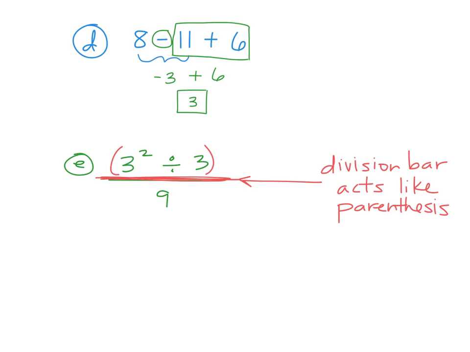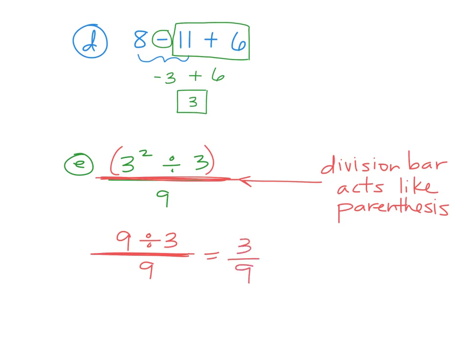You're going to simplify your parentheses. What in your parentheses? The exponent first. So it's going to be 9 divided by 3 over 9. What do you do next? Divide where? 9 divided by 3, right? Because there's 2 divisions going on here, but that division bar, this bar here, is acting like you're separating your problems, okay? So 9 divided by 3 is 3.